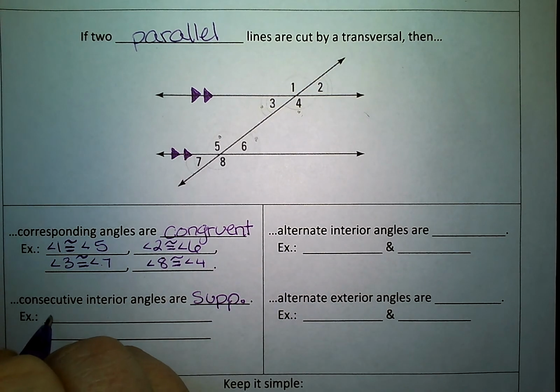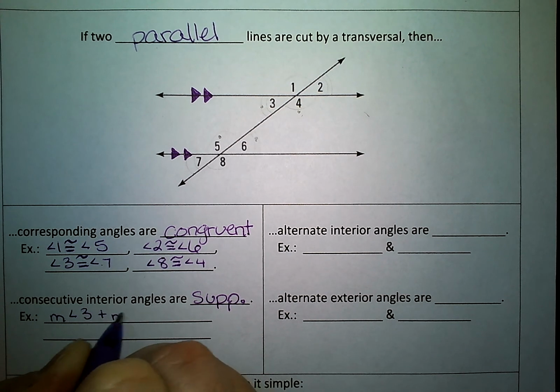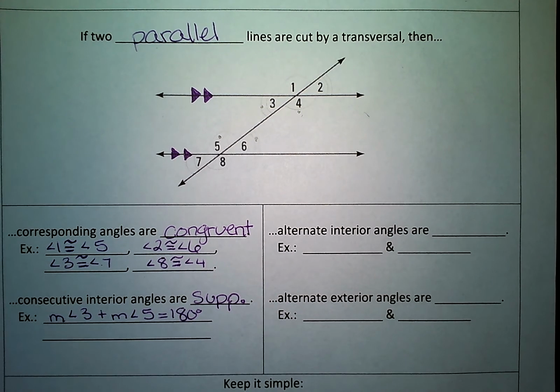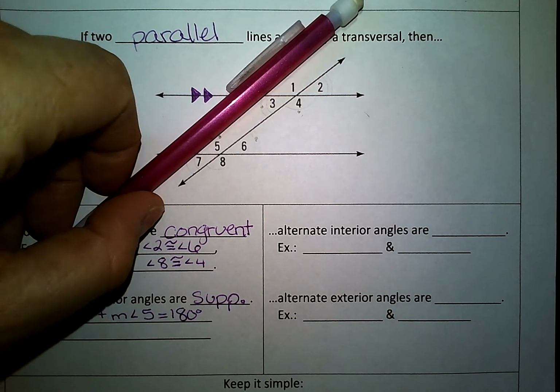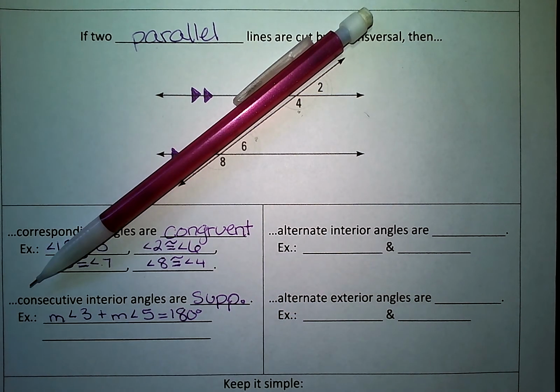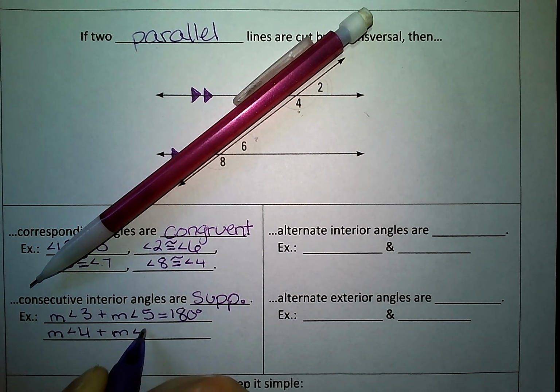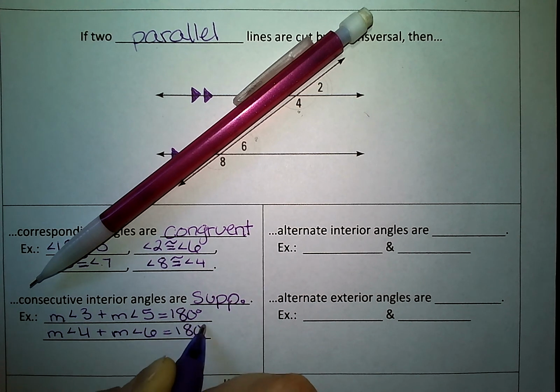That means I can say that the measure of angle 3 plus the measure of angle 5 would add up to 180 degrees. There's another set of consecutive interior angles in this picture on the right side of the transversal. That is angle 4 and angle 6. Angle 4 is obtuse, angle 6 is acute. They're both on the inside of the parallel lines to the right of the transversal. These are a consecutive interior pair. That means the measure of angle 4 plus the measure of angle 6 sums to 180 degrees.